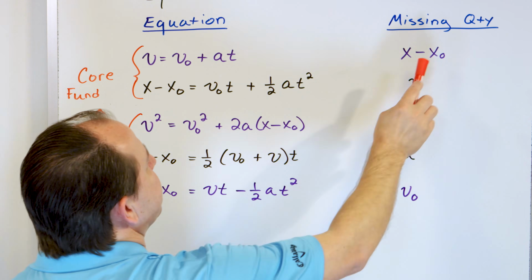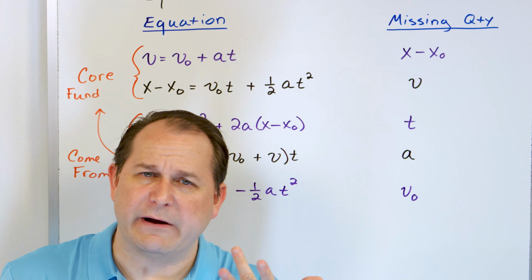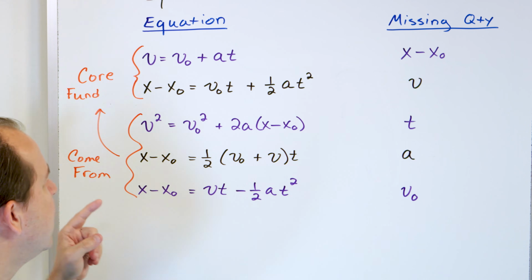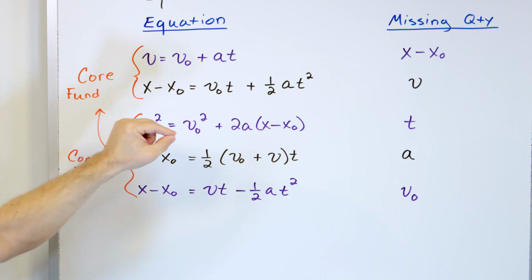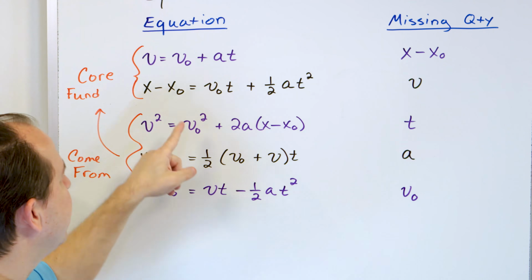So I have a column here called missing quantity. So basically there's several variables that we use when we talk about how to describe something's motion. We have the x variable, which is its position along the x-axis. Because remember, this is only for one-dimensional motion along the x-axis, same as before, right? So we have the x.